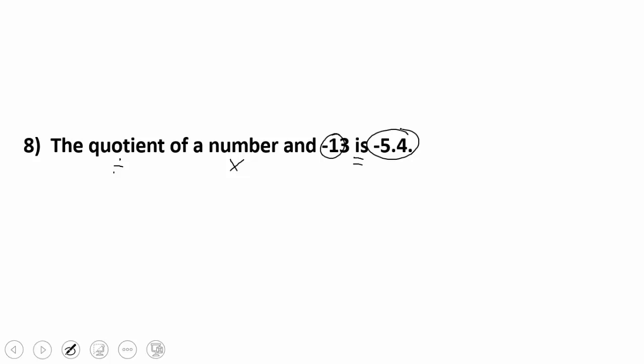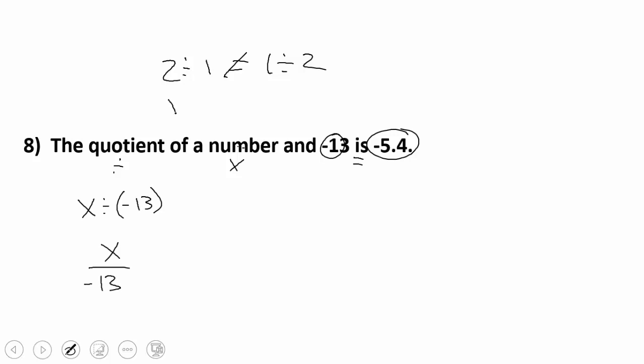Something to bring up here. When it says the quotient, we know quotient is the answer to a division problem. But then we know that division is not commutative. So order does matter. 2 divided by 1 is not the same as 1 divided by 2. So since order matters, the first number listed is the dividend, the second one is the divisor. So this one has to be x divided by negative 13, or x over negative 13, because those are not the same as negative 13 divided by x. Equals, and I like to do it like a fraction, negative 5.4.